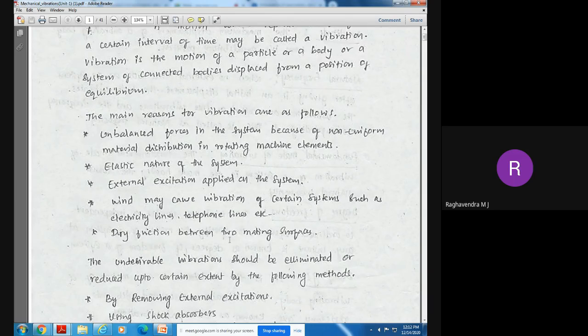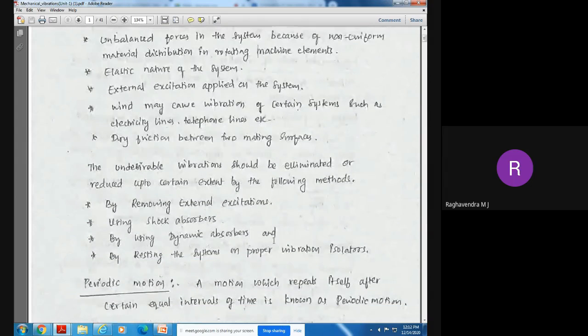So what are the methods we have to control or reduce the vibration in a machine member or any structure? By removing external excitation. Whatever external agency or excitation is acting on the machine member or a structure, that can be removed. If you remove it, the vibration is going to reduce.